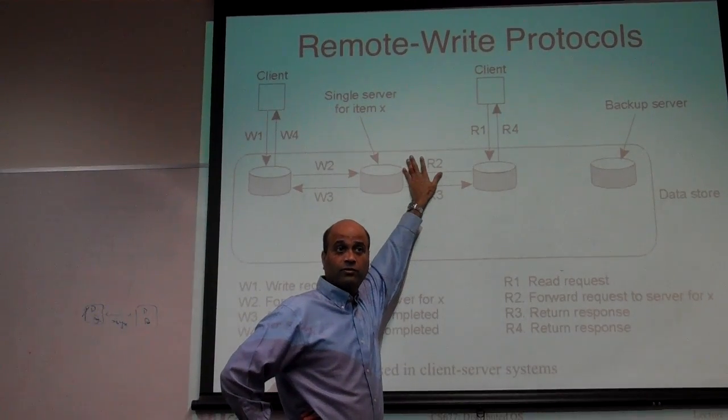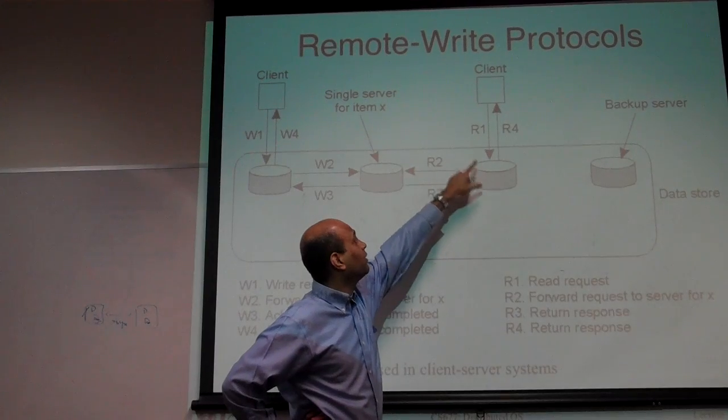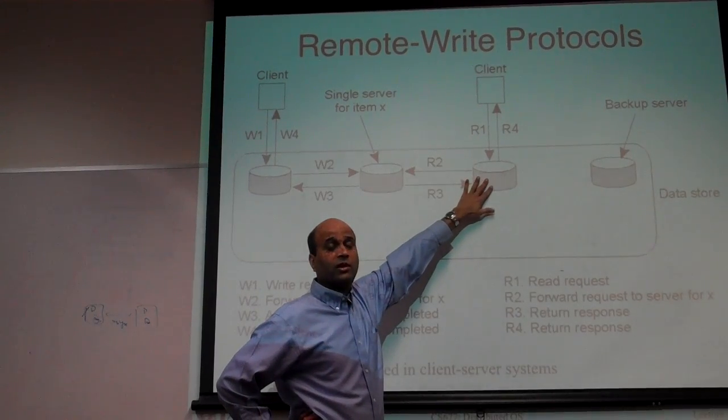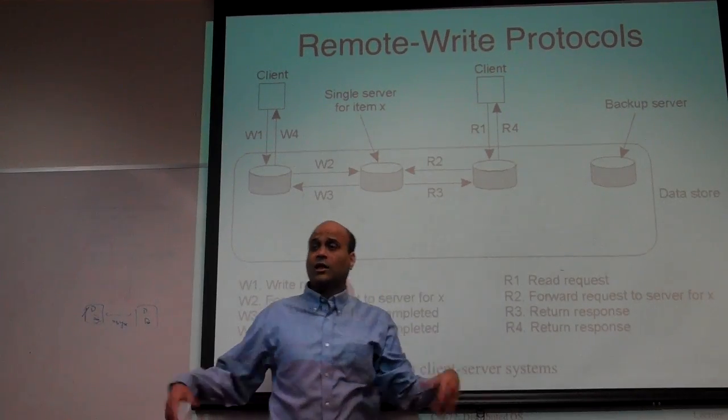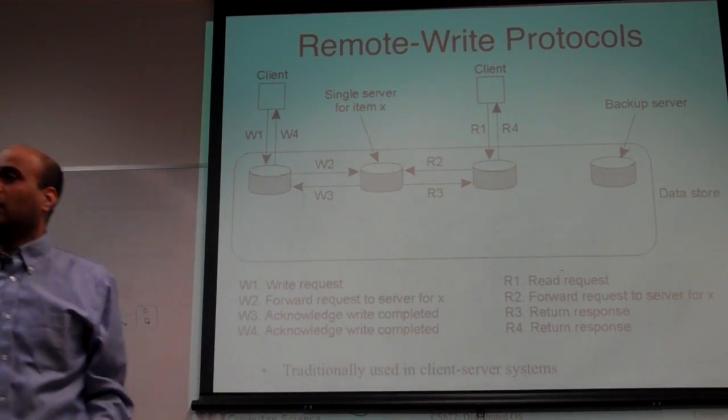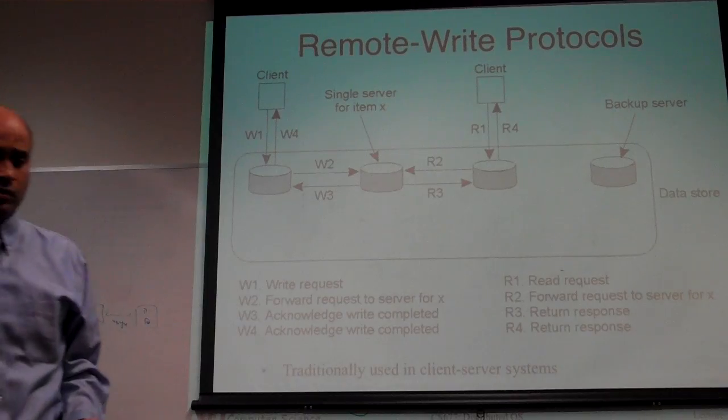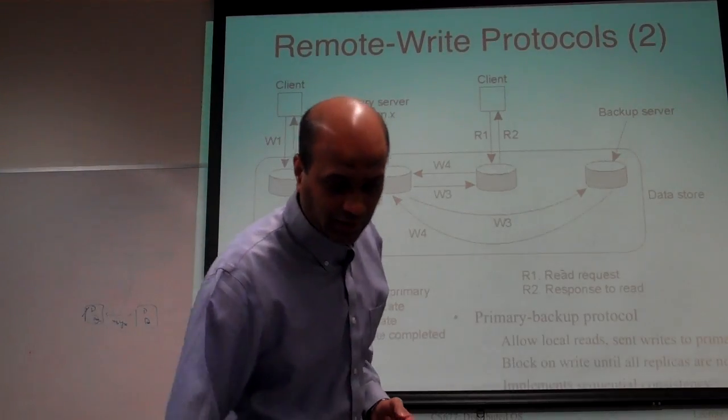Okay. In this case, if there is only one copy of the data item, even the read requests have to be forwarded. So the read comes from the client here. This replica does not have a copy of that data item, so it's going to forward the read. Now, if there are multiple copies, then reads can be performed locally. I'll show you that example on the next slide.